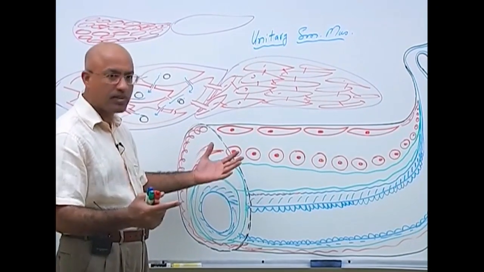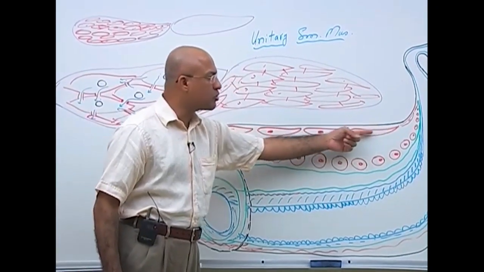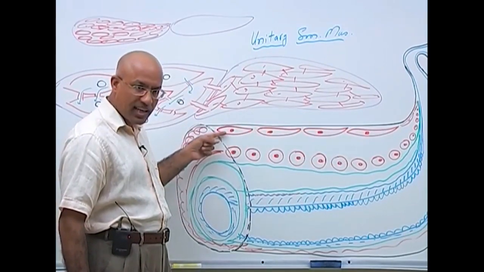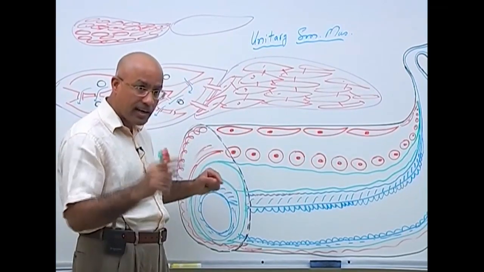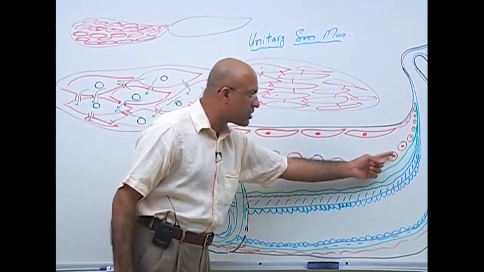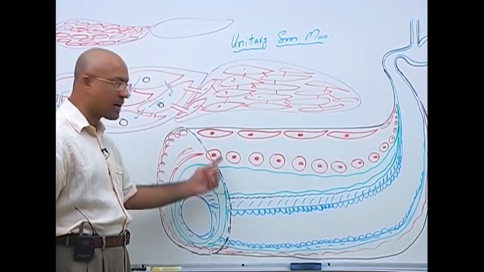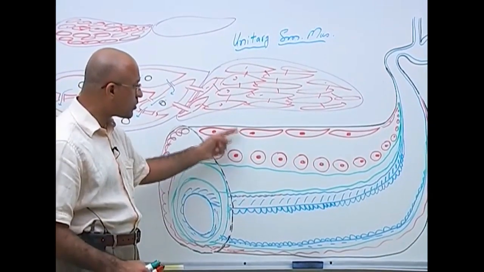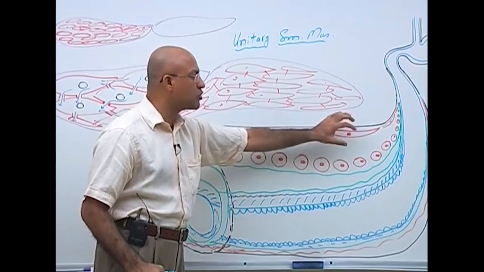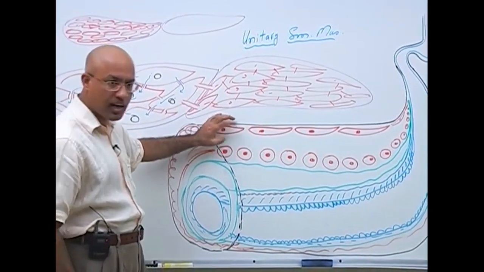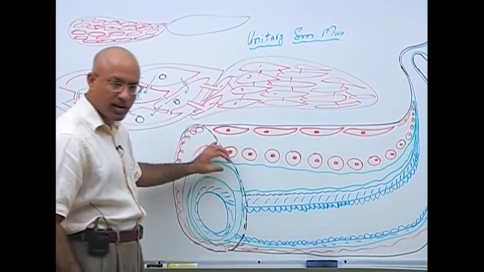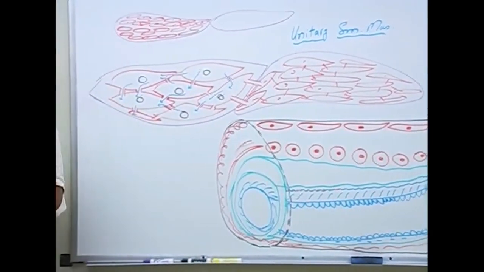But more gap junctions are present between the smooth muscles in the longitudinal layer, and more gap junctions are present between the smooth muscles in the circular layer. But there are very few interconnections or gap junctions between the smooth muscle bundles in the outer longitudinal layer and the inner circular layer. Do you have any question up to this?